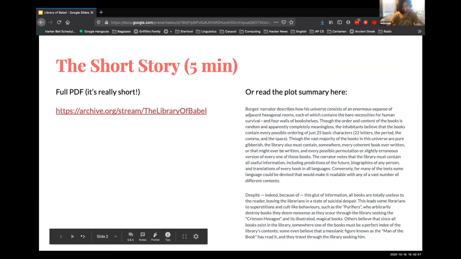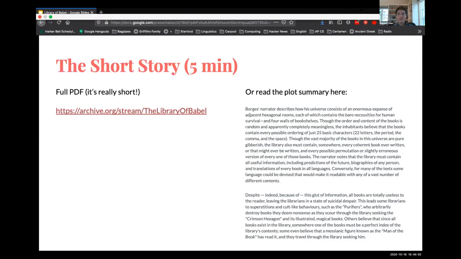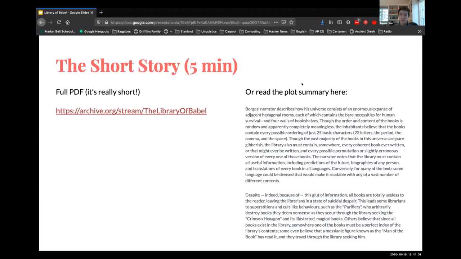Here we go. Okay. So the link is in the chat in case you want to take a look. We'll give a few minutes for you to read. And there's a plot summary, but basically it's a library that contains every permutation of characters, I think it's like 26 letters and then two punctuation, the comma and the period. We'll get into that a little bit more later, but for now, the idea is just that there's a bunch of possible books. It's a huge hexagonal library. People decide what to do with their lives. That's pretty much it so far.